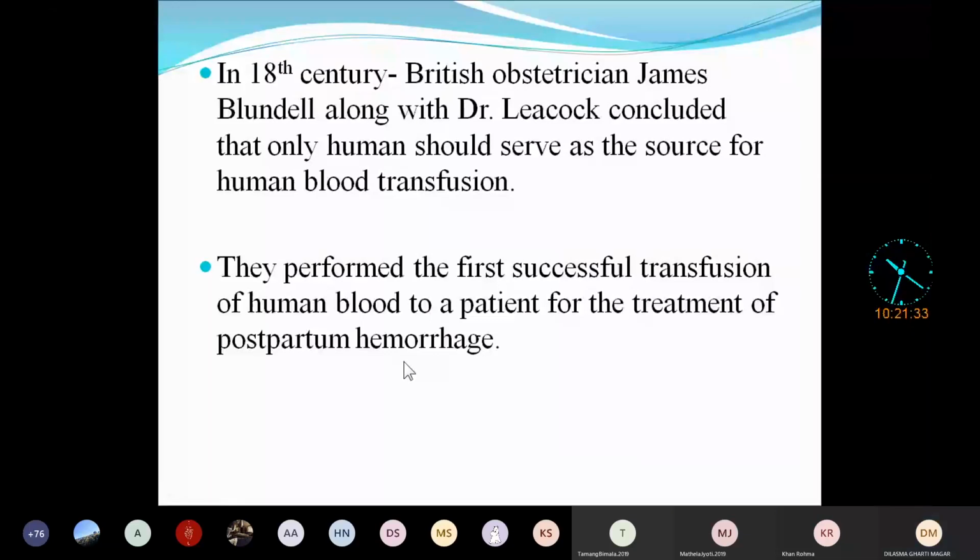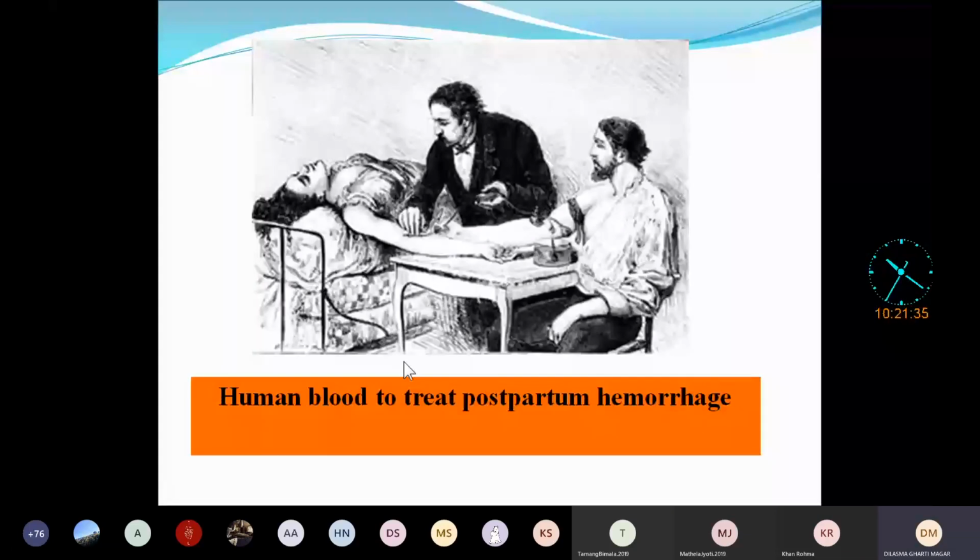Understood here? So now you can see here a female is lying down there, and she was suffering from the postpartum hemorrhage. So the blood was given from one person here.